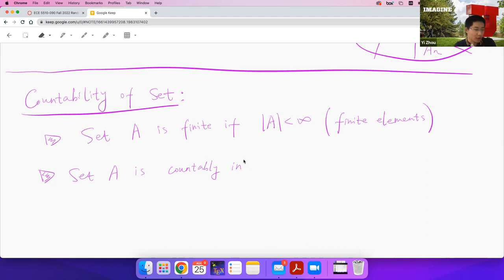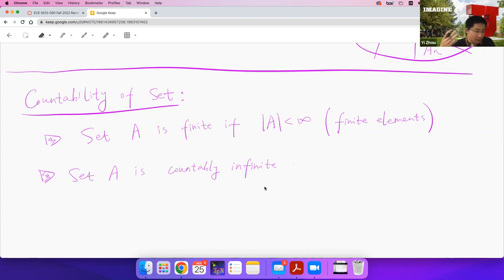A set A is called countably infinite. Okay, what is countably infinite? Intuitively, look at these two words. Intuitively, it means, first of all, it contains infinite elements, right? Because there's an infinite thing here. Now, the second thing, the countably means that you can still count this set in some way.